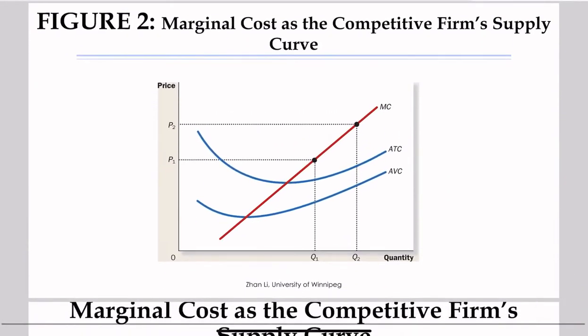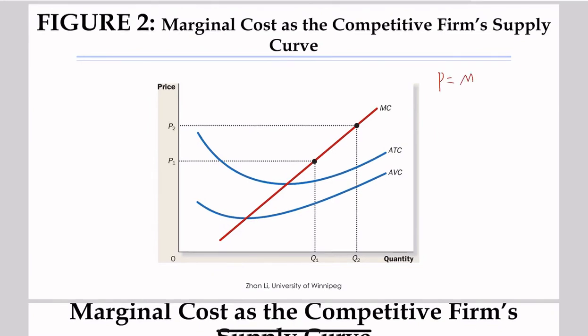Now, let's discuss why the marginal cost curve is the firm's supply curve. Remember that we learned about the firm's maximization condition. That is, price equals MR equals MC equals average revenue. So let's just focus on this. Price equals marginal cost, right? So what does this mean here?